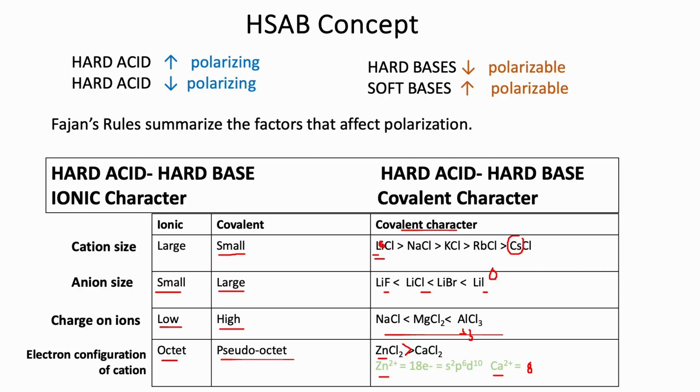So dapat ganito to dito. I'll correct this one in your slide. I hope I'm being clear with this one. So remember the trends of ionic and covalent character in terms of cation size, anion size, charge on ions, and electron configuration of your cations.